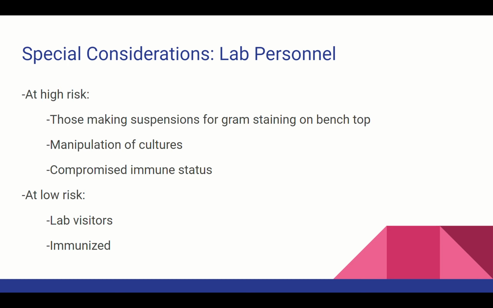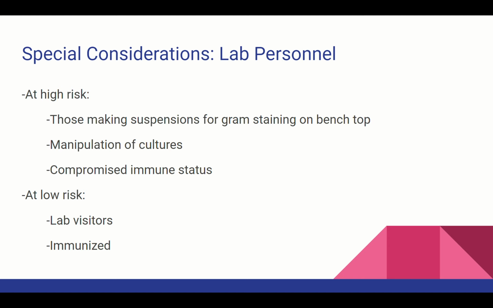Special considerations for lab personnel. What makes someone high risk? Because there's lots of different people within the laboratory environment. Those at high risk are those who are dealing with this bacteria, those that make suspensions for gram staining on the benchtop, those who manipulate cultures of the Neisseria meningitidis, and those who have a compromised immune status at baseline.